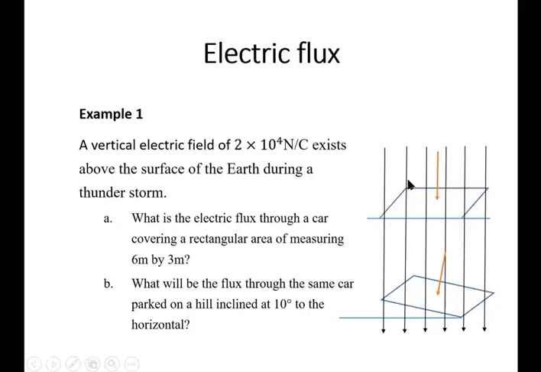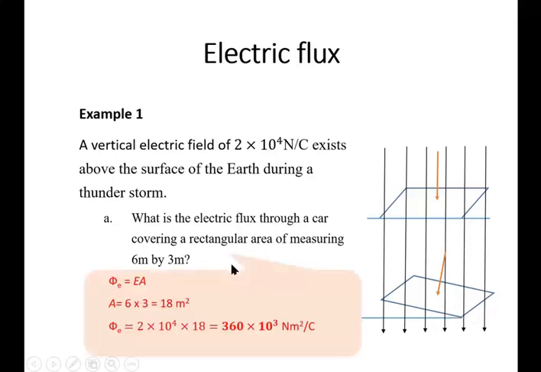We don't need to draw the whole car. What we need is the area it occupies. This one is on the horizontal surface. So if you want to calculate the flux, it will be straightforward. Then we come to a second situation whereby there is a hill with the same surface area. The slope of the hill is inclined at 10 degrees. This is 10 degrees. So we are going to calculate the flux through that same surface, this time around, which is inclined. Let's see how that is done.